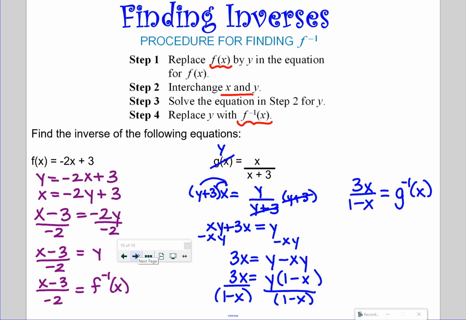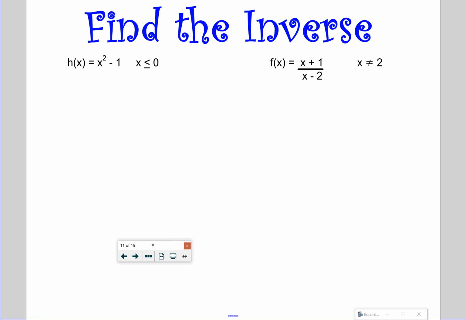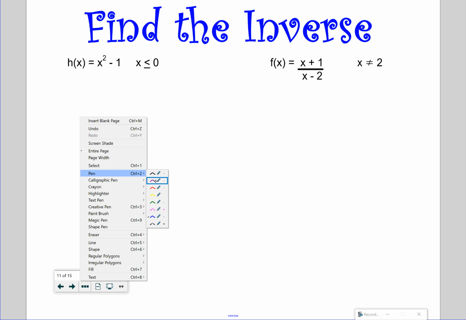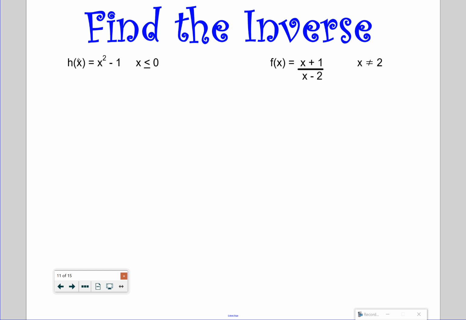Okay. Let's try another one. Here I have h of x equals x squared minus 1. I'm going to start by replacing h of x with y, and now I'm going to switch my x and y. X equals y squared minus 1. Now this problem also has a restriction on x at the beginning, and we talked about that. This is a parabola, and that's restricting it to only half of the parabola. So we're also going to change that restriction.